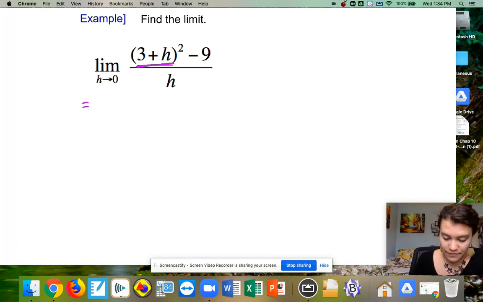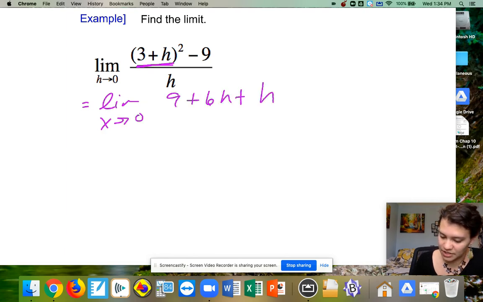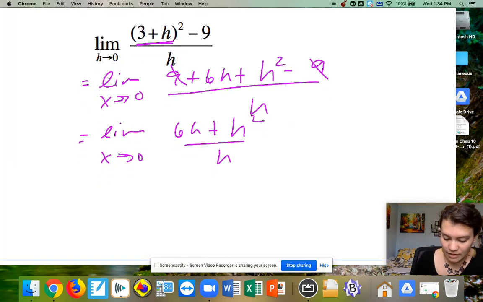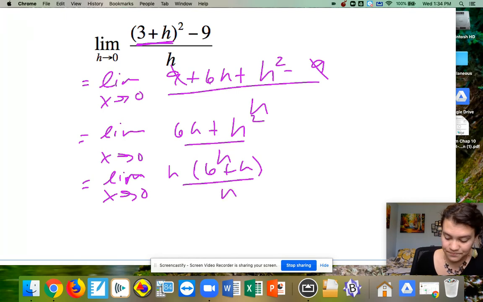Okay, so finding this limit, I'm going to FOIL this out because I can't really do much at this point. So we have our limit as h approaches 0, FOIL it out, and you'll get 9 plus 6h plus h squared minus 9 all over h. Then the 9's will cancel, and we have 6h plus h squared all over h. Then I'm going to factor an h out. So h on the outside, 6 plus h on the inside, h here.